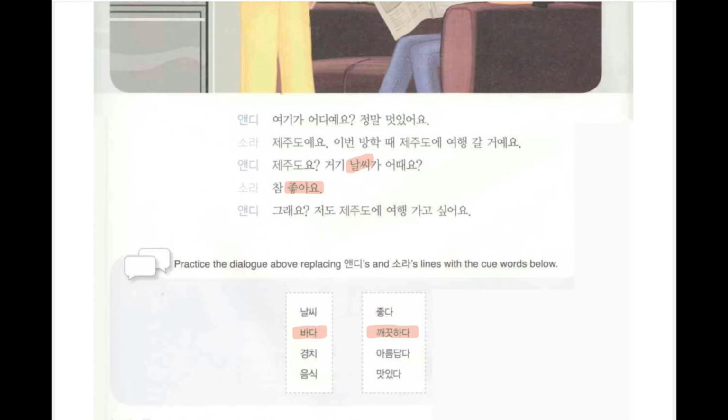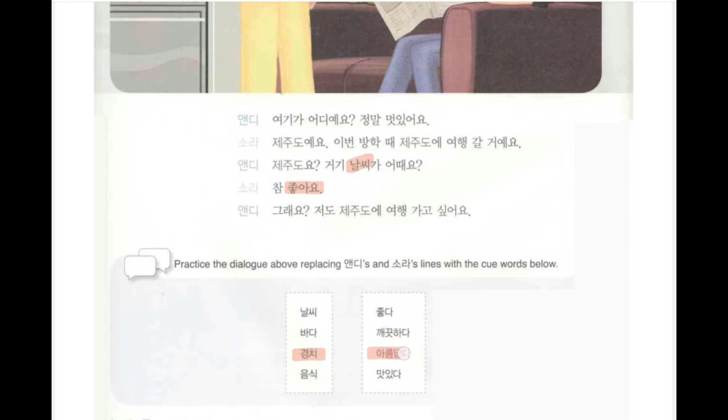자, 제가 앤디 할게요. 여러분이 소라 하세요. 시작. 여기가 어디예요? 정말 멋있어요. 자, 이번에는 제가 소라 할게요. 여러분이 앤디 하세요. 자, 시작. 제주도예요. 이번 방학 때 제주도에 여행 갈 거예요. 참 깨끗해요. Very good, everyone.